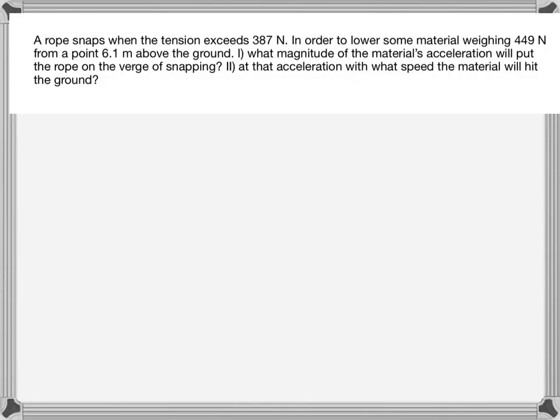Okay, so in this problem it says that a rope snaps when the tension exceeds 387 Newton. So the tension that it can tolerate is 387 Newton, and after that it snaps. In order to lower some material weighing 449 Newton from a point 6.1 meter above the ground, what magnitude of the material's acceleration would put the rope on the verge of snapping? This is number one. And then at that acceleration, with what speed the material will hit the ground.